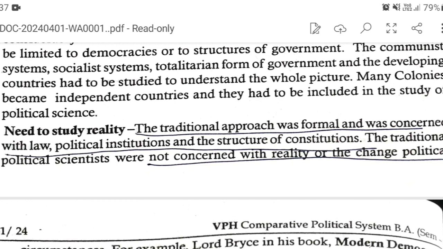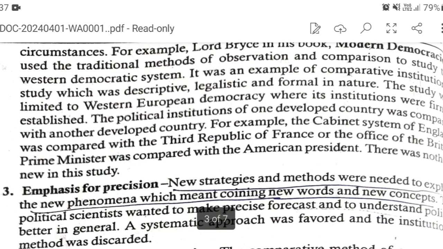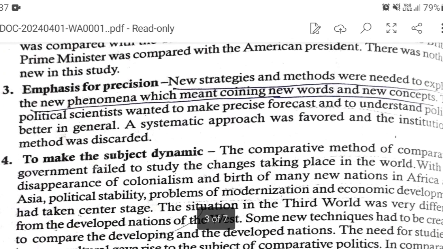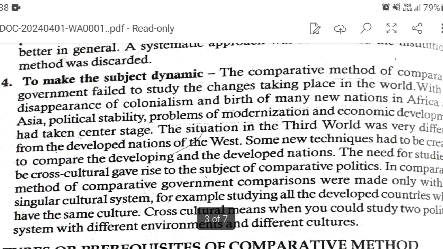So the comparative method was used. Then comes emphasis on precision. The comparative method focuses on new strategies and methods to explain new phenomena, so it emphasizes precision. Then, to make the subject dynamic: the traditional branch of political science made it a static subject, as it was not open to change, but comparative politics, using the comparative method, made the subject dynamic.